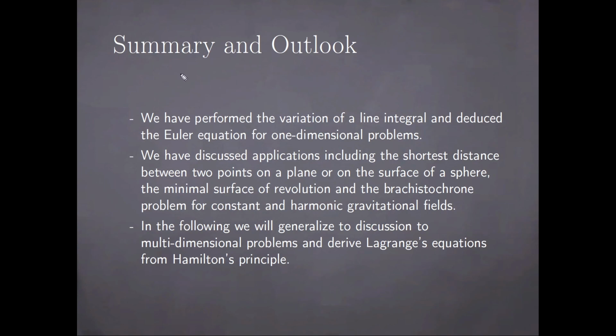So, as a summary and outlook, we have performed the variation of a line integral and deduced the Euler equation for one-dimensional problems. We have discussed applications including the shortest distance between 2 points on a plane or on the surface of a sphere, the minimal surface of revolution, and the Brachistochrone problem for constant and harmonic gravitational fields. In the following, we will generalize the discussion to multidimensional problems and derive Lagrange's equations from Hamilton's principle.